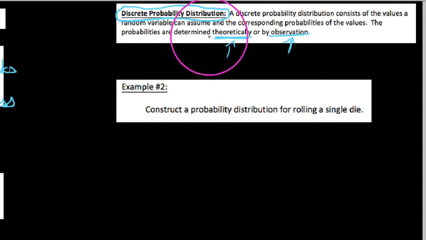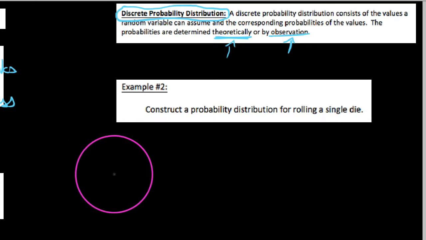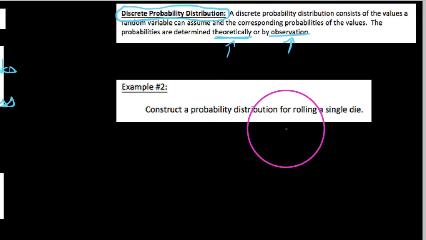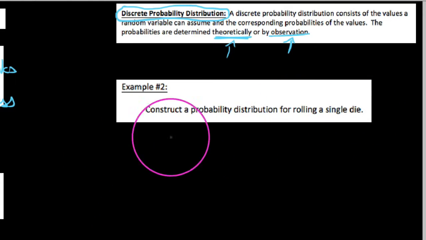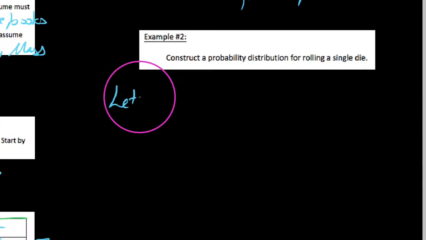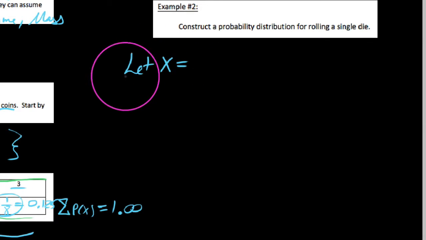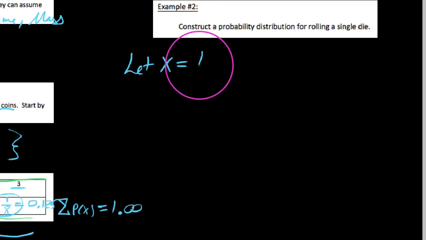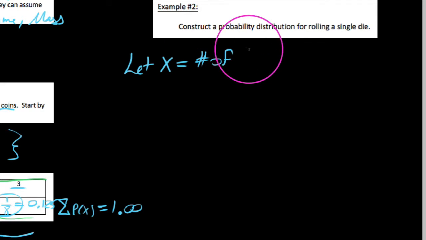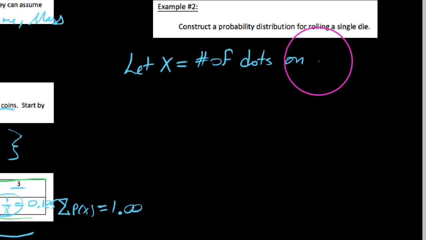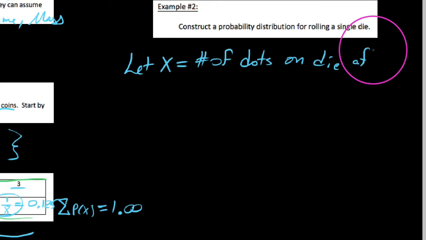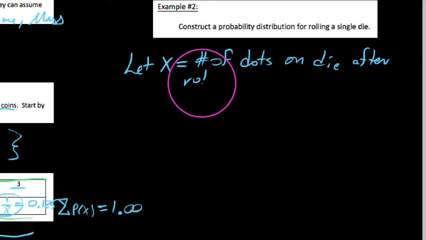Okay. So we're going to do this again here on example 2. We'll be done with this video, but we say let's construct a probability distribution for rolling a single die. And what I want to do is start by defining what we're going to let our variable equal. So let's let x equal the number of dots on the die after rolling. So basically what number you roll.